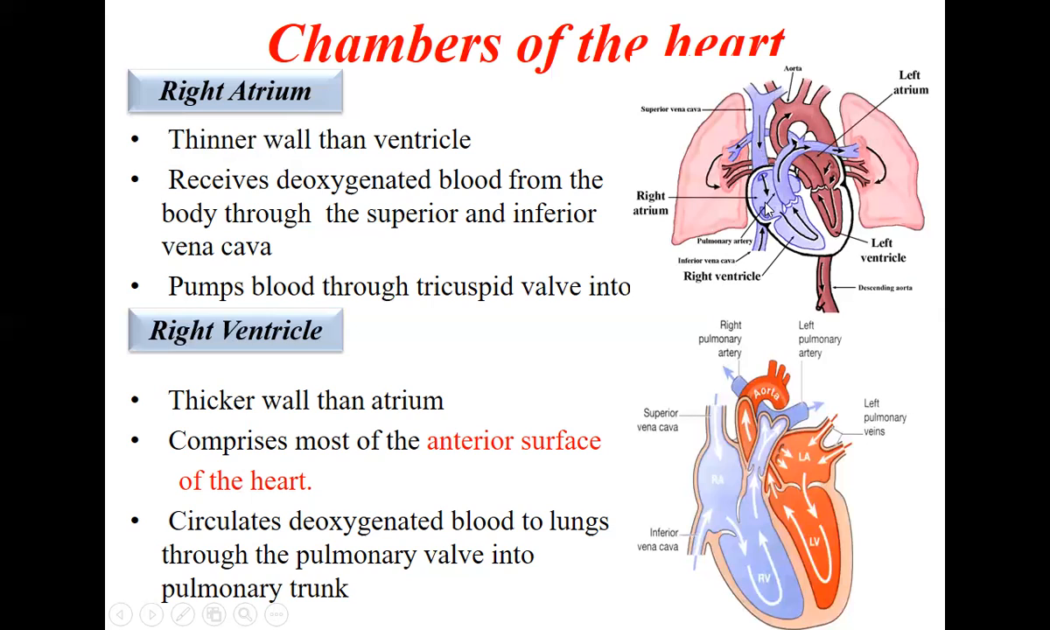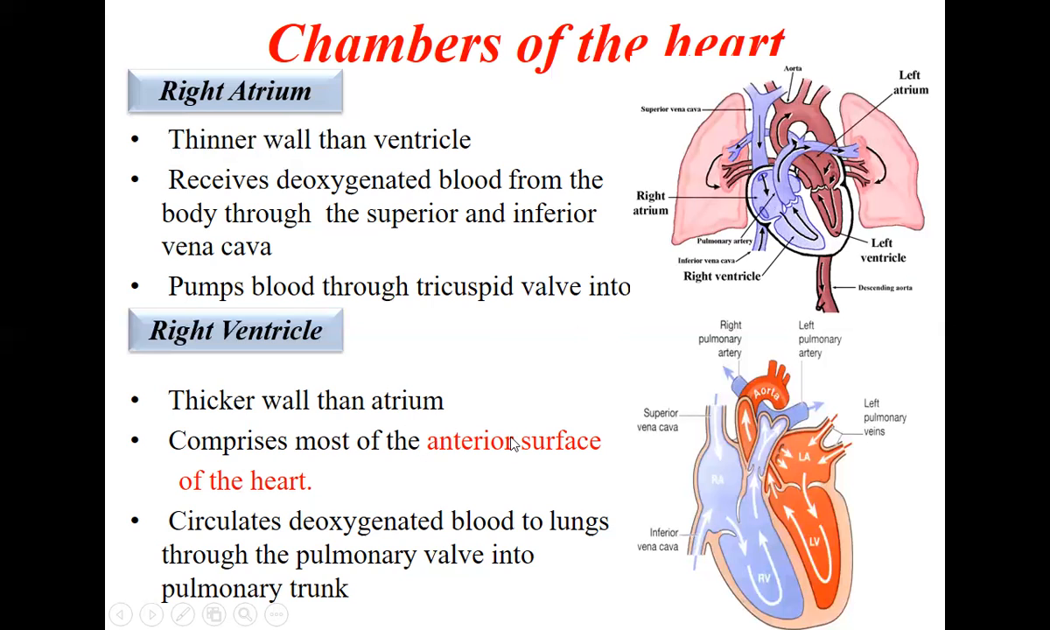Deoxygenated blood, impure blood. This atrium pumps the blood through the tricuspid valve into the right ventricle. When the right atrium pumps the blood, it will push the blood into the right ventricle. From the right atrium, it will go into the right ventricle. So the right ventricle has a thicker wall. Compared to the right atrium, the right ventricle is thicker than the atrium.